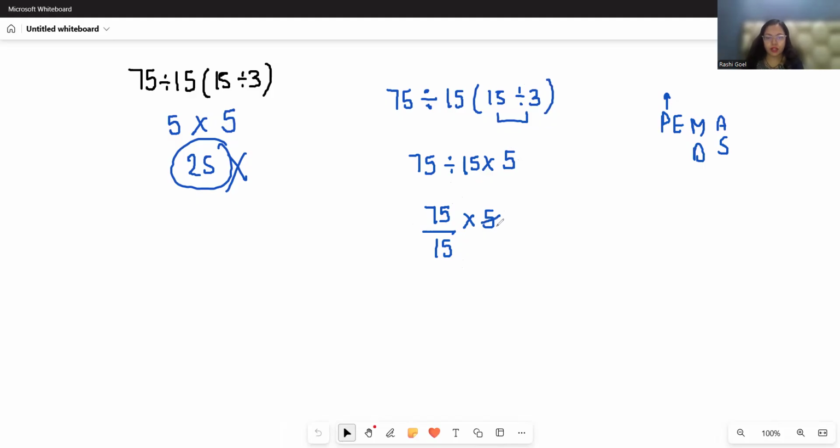Here we will cancel out 5 with 15, 3, and this gives us 25. So the answer is the same, but the correct approach is this. So you have to solve this type of operation by following the order of operations, that is the PEMDAS rule.